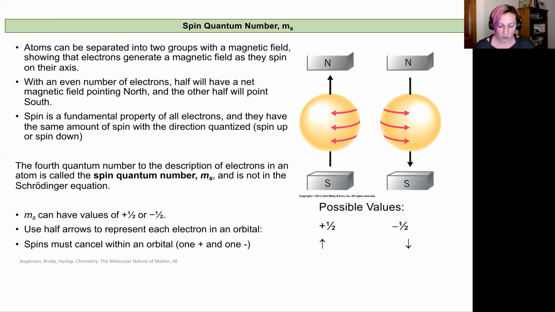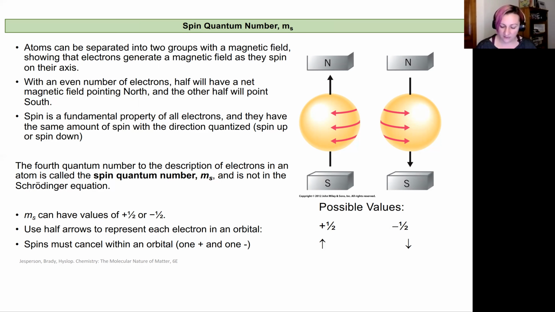And so looking at this quantum number, m sub s, again going into a bit more detail, we're seeing that atoms can, in general, be separated into two groups if you apply a magnetic field. It'll show that electrons generate a magnetic field as they spin around their axis. So the electrons themselves, these little tiny things, are spinning. One will have a net magnetic field pointing north when it spins, and the other will have a net magnetic field pointing south when it spins. And this is where we get the idea of spin up and spin down.